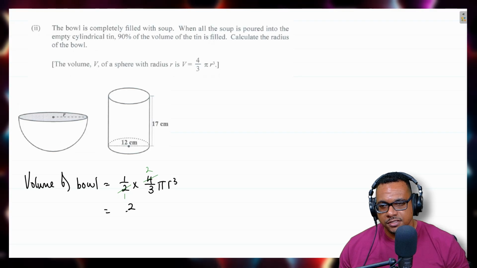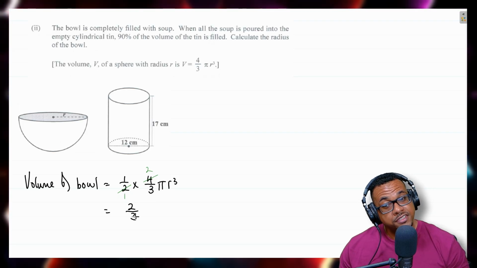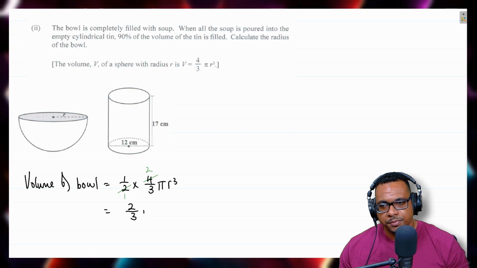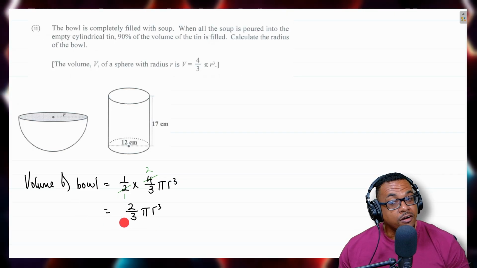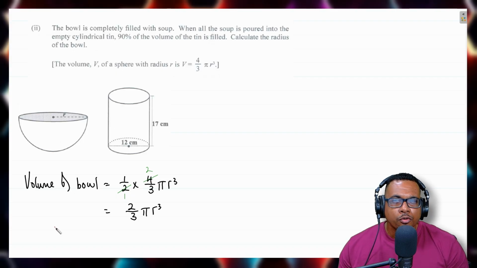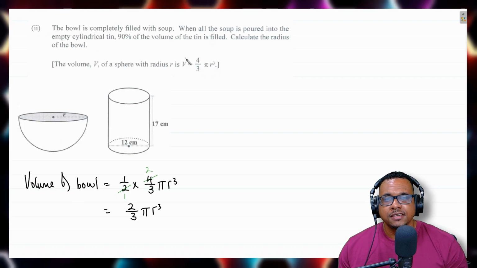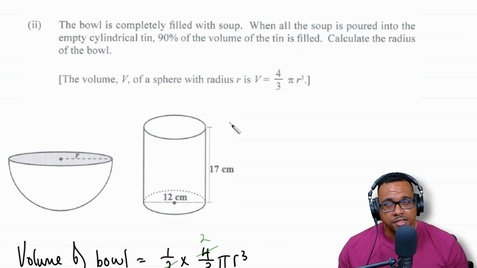So we get 2/3. All right, so 1 by 2 is 2 for the numerator. 1 by 3 is 3 for the denominator. So 2/3 pi R cube. And this will be our volume of the bowl. Now, what they are saying here is that the volume of the bowl is equal to 90% of the volume of the cylindrical tin. Now remember, on the previous question, we worked out the volume of the cylinder.